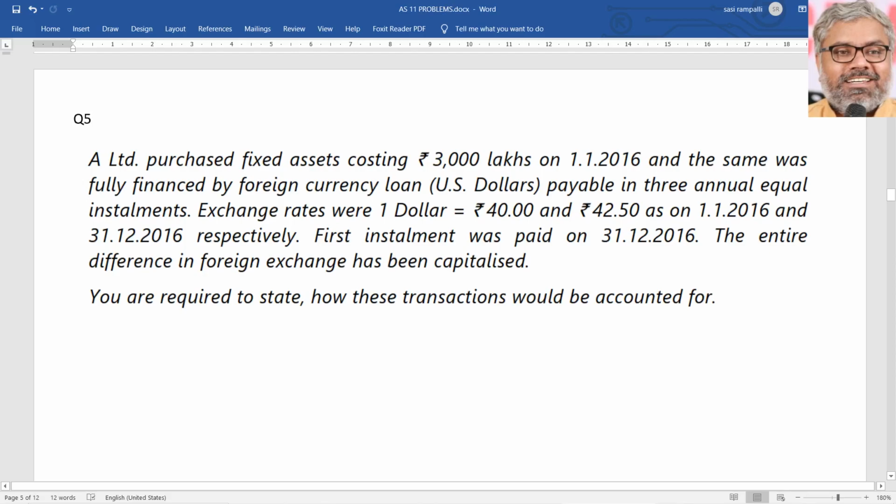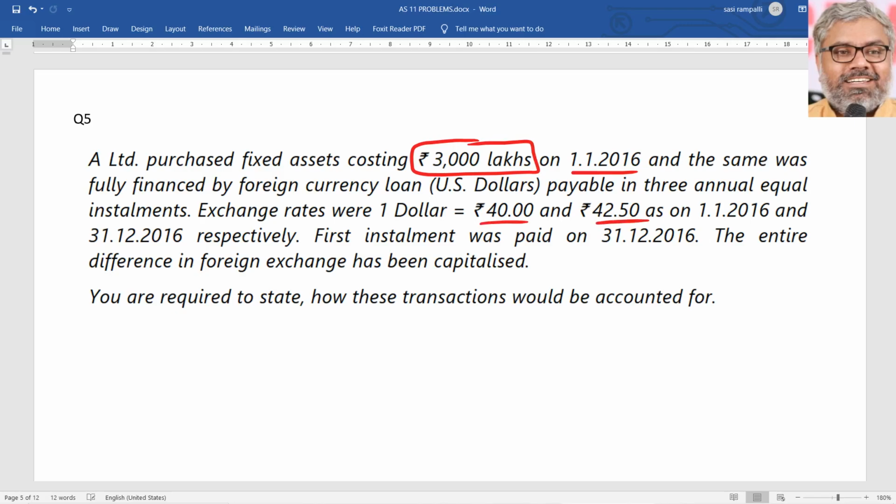Next, similar questions were asked in exams also. A Limited purchased fixed assets costing 3,000 lakhs rupees. Always read the currency symbol carefully. 3,000 lakhs rupees on 1/1/2016, and the same was fully financed by a foreign currency loan, US dollars, payable in 3 annual equal installments. Exchange rate was like this: 40 rupees and 42.5 rupees on 1/1/2016 and 31st December 2016 respectively. First installment was paid on 31st December 2016. Entire difference in foreign exchange has been capitalized.